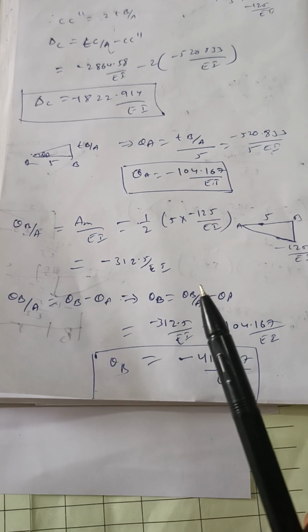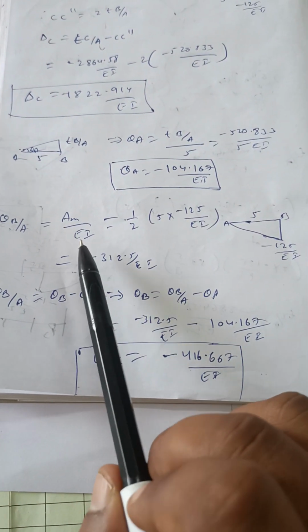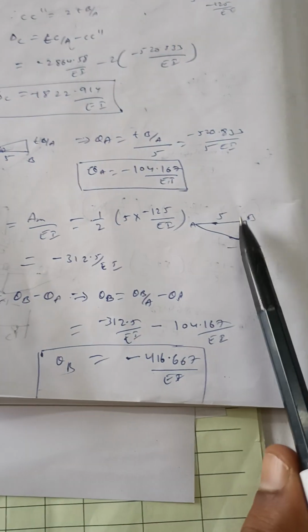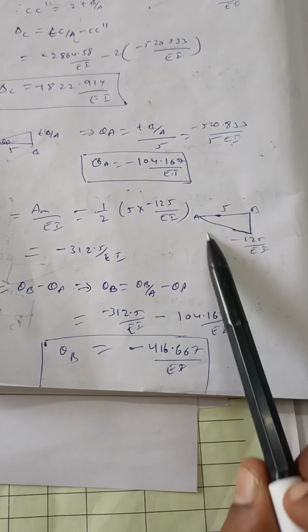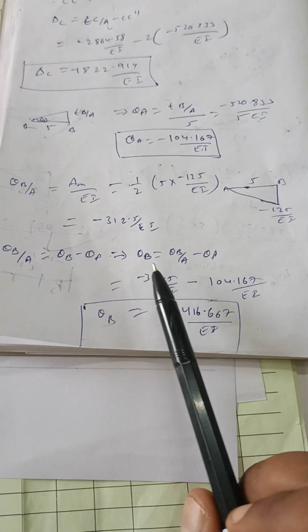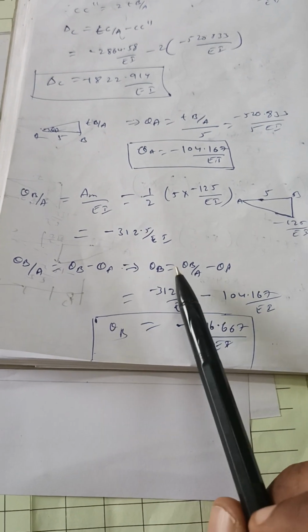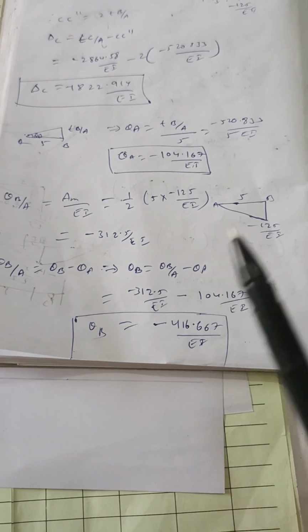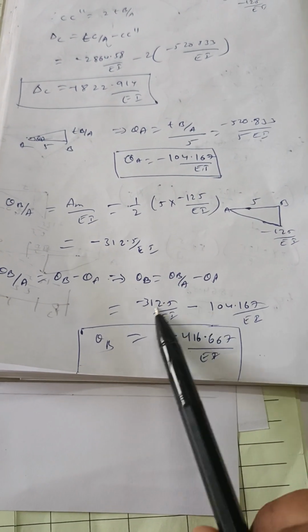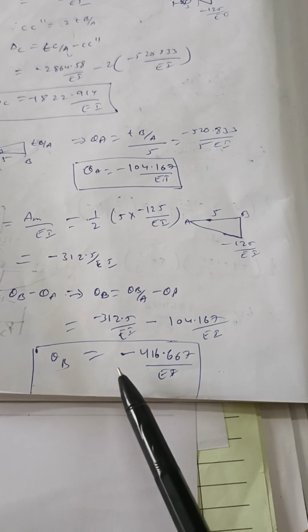Now we need to calculate theta B. Theta B by A equals A by EI, which means this area, if I calculate, that is done. This is theta B by A. Theta B by A equals theta B minus theta A, that means theta B equals theta B by A plus theta A. This we have already calculated, and this also we calculated. So theta B is also over.